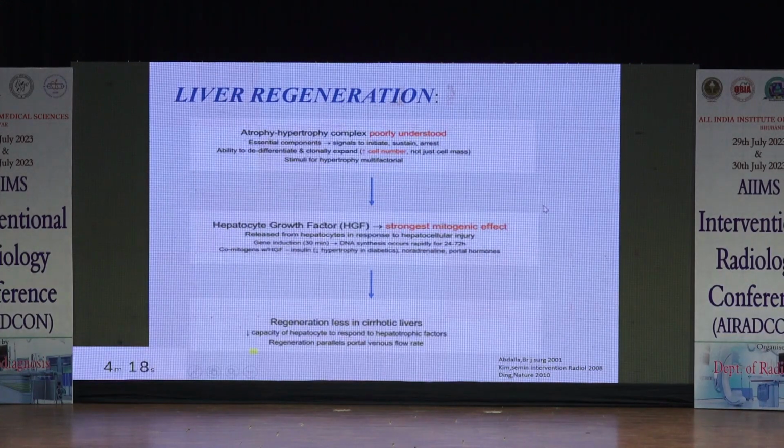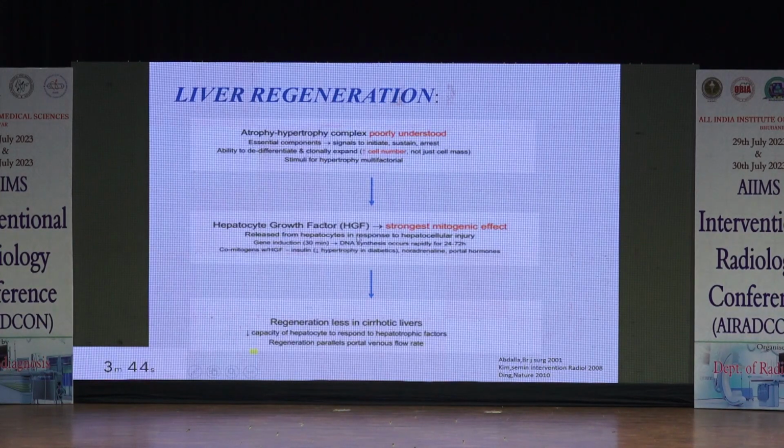Okay, so I'll come to liver regeneration. This was to be covered by Hemant sir, but he has some urgent commitments. So, the atrophy hypertrophy complex: the part of the liver that is going to be removed undergoes atrophy, and the part of the liver that is going to stay within the patient undergoes hypertrophy. As we do the embolization, there is apoptosis of the cells. When you do a TACE, like for HCC, you are causing necrosis, whereas when you are doing portal vein embolization, cell death is via an apoptosis mechanism.